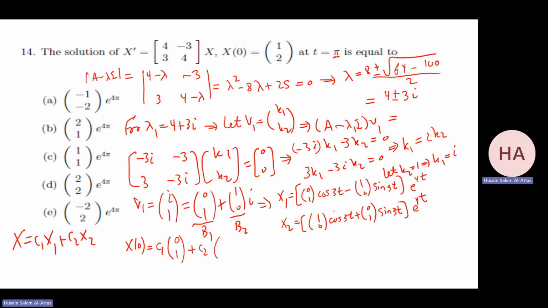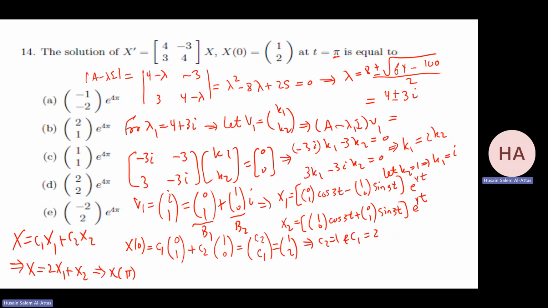Plus C2 times what? Now I put 0 here. Cosine 0 is 1, sine 0 is 0, e to the power 0 is 1. So I have 1, 0. That should be equal to 1 and 2. Actually, before that, let me do this. That will be C2, C1. That is 1 and 2. So C2 equals 1 and C1 equals 2. So my answer, X will be 2x1 plus x2.